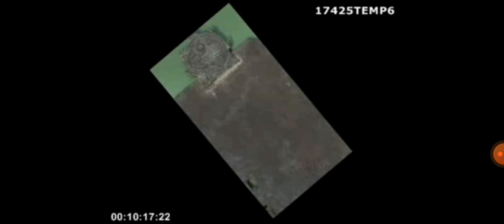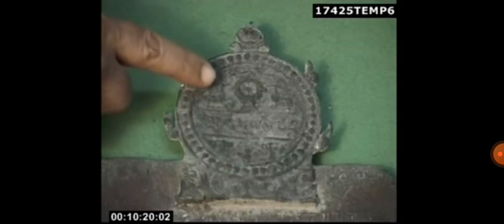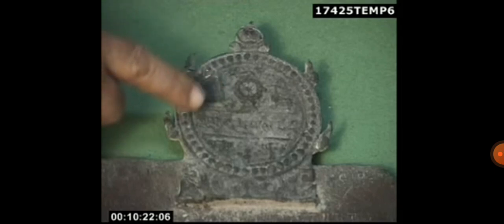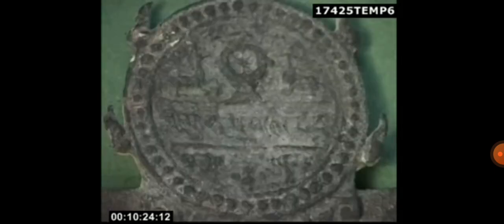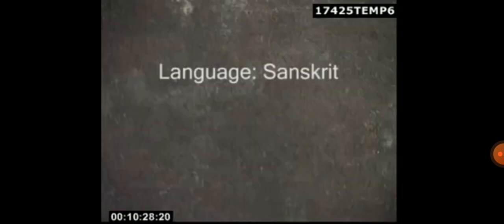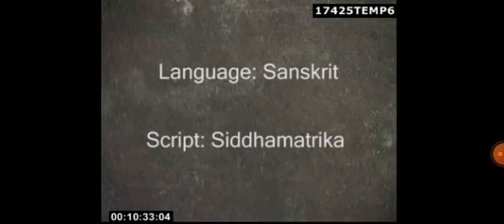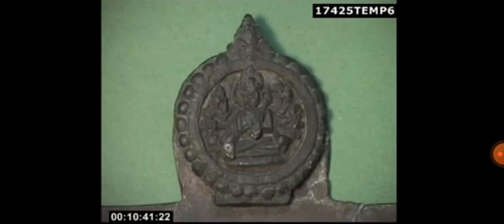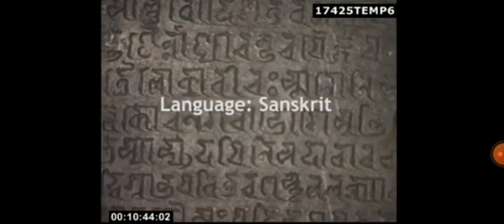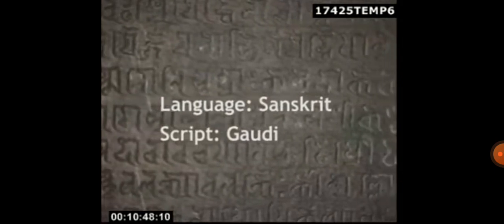Here, the copper plate has a crest with 2 deer and some inscriptions. It is actually a dharma chakra. Here, the language is Sanskrit and the script is Siddha Matrika. This copper plate is of rather recent origin, around the middle of the 12th century CE. The language here is Sanskrit and the script is Gauri.